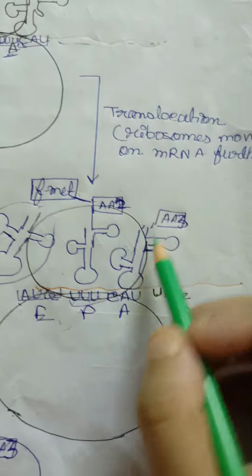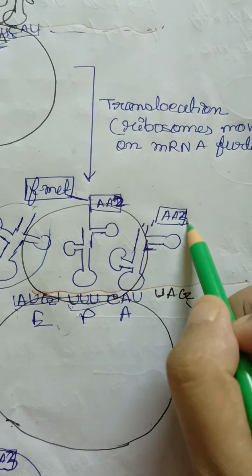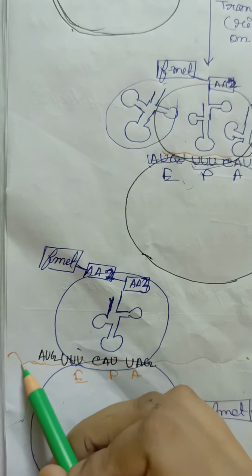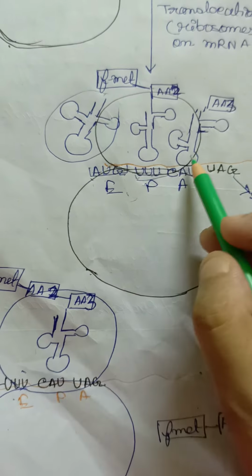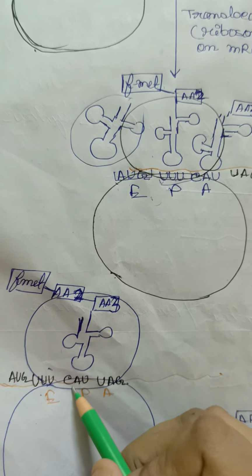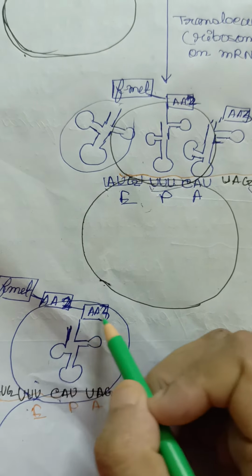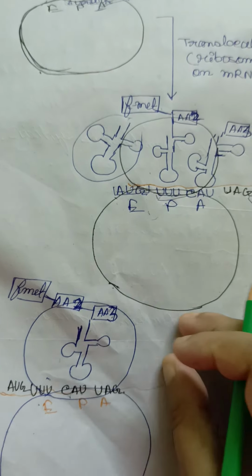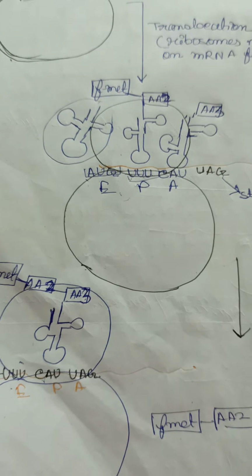Suppose the next tRNA carries amino acid 3, and suppose its code is CAU. In the next part, what will happen? You see AUG, next UUU comes at the exit site, and CAU comes at the P site. The bond forms. Next this will go to the exit site and the next amino acid will come. In this way the process will continue until the stop codon comes.